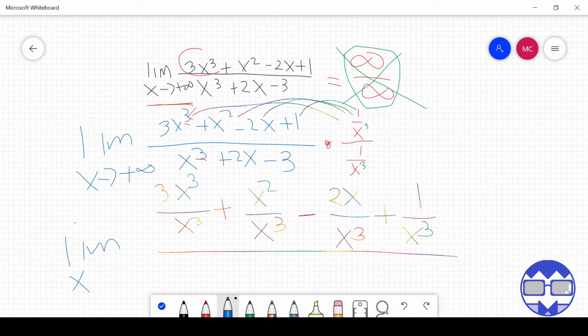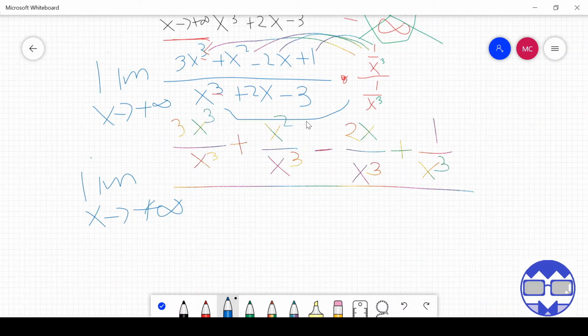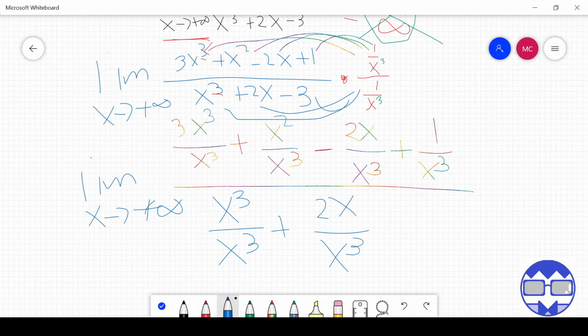We distribute the factor 1 over x to the power of 3. So we have now x to the power of 3 over x to the power of 3. Then we have the next, plus 2x over x to the power of 3, and lastly we have minus 3 over x cubed.